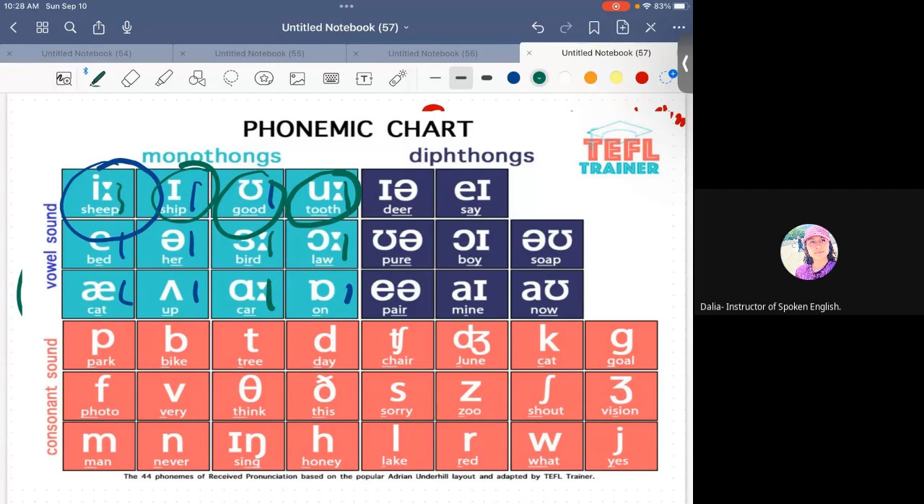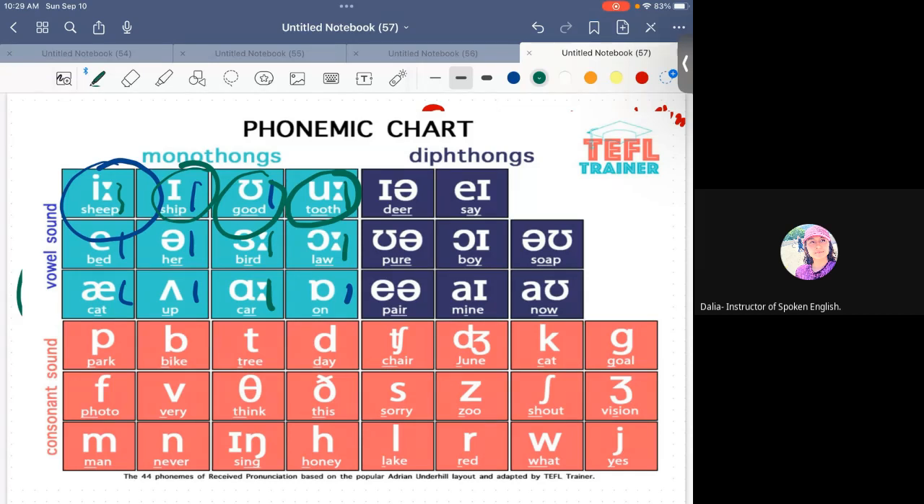I'll get back here at the end of the class. Don't worry, I'm just touching on it a little bit so that you get a little idea. Just listen to me right now. So if there is a dot, it will be a long sound; if there is no dot, it will be a short sound. Like sheep, good, tooth, bed, bird, low, cat, up, on. Got it? Wherever there are dots, I am using long sounds.